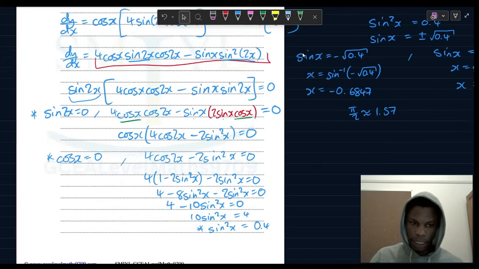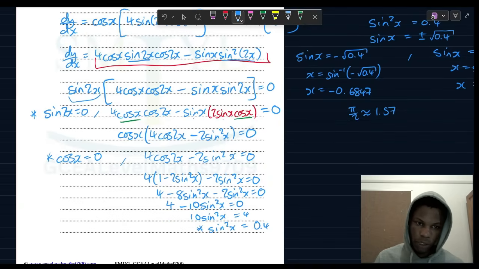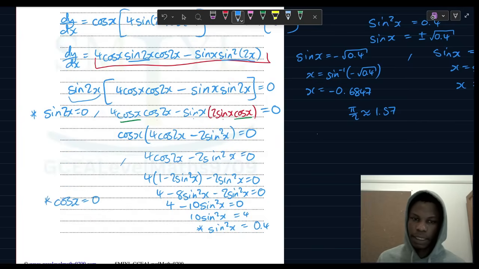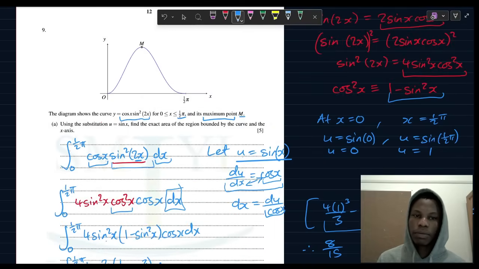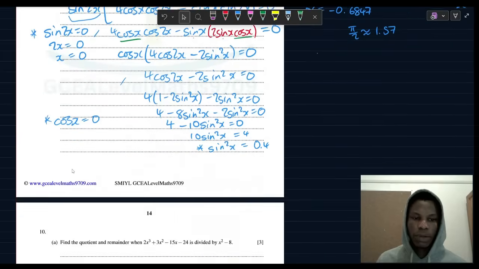Let's just check that the other equations we got here don't actually have solutions within the required interval. So sine 2x is 0 means that 2x has to be arcsine of 0, which is 0. And so that means x has to be 0. And we can tell from our diagram that our m is not at 0. So that's not the solution we're looking for.